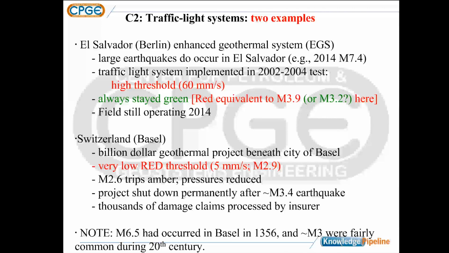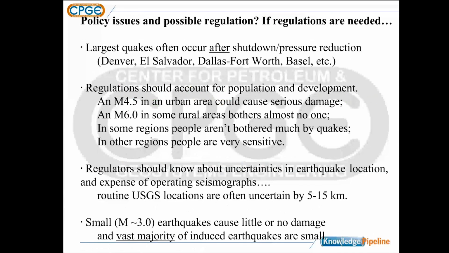On the other hand, the bad boy of traffic light systems is a geothermal project in Basel, Switzerland. This was a $1 billion geothermal project beneath Basel. They had a very low red threshold. A magnitude 2.6 tripped yellow. They reduced pressures. Then a magnitude 3.4 earthquake happened, shutting down the field. There were thousands of damage claims processed by the insurer, and the $1 billion field never produced any energy. It's a little strange in retrospect that they used a traffic light system here, because a magnitude 6.5 had occurred in Basel 650 years ago, and magnitude 3s were fairly common.